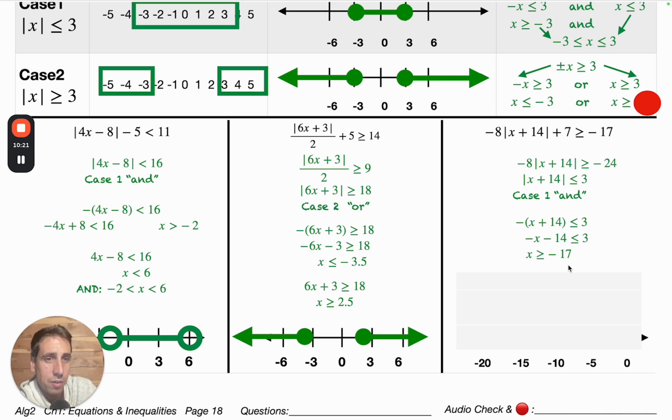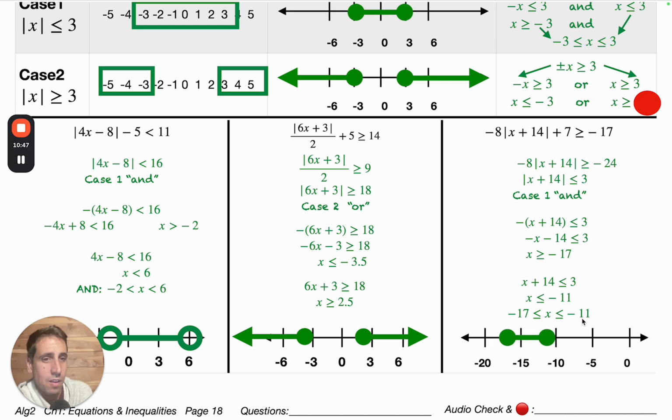The other one we get from considering the positive version. Positive x plus 14 is less than or equal to 3. We're getting that from up here. That's the positive version. I'm going to subtract 14, and then I'm going to combine these two together. x is greater than or equal to negative 17 is represented over here, and x is less than or equal to negative 11 is over here. Joining them together, we get something like this.